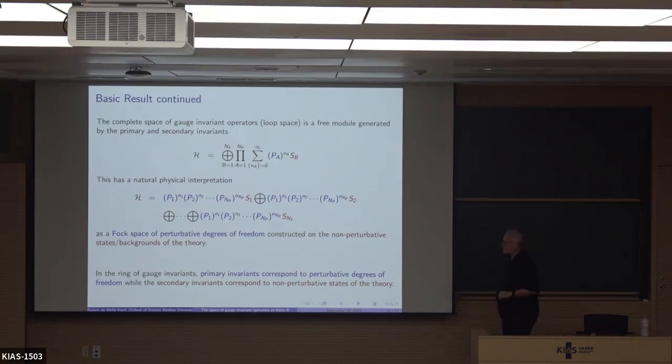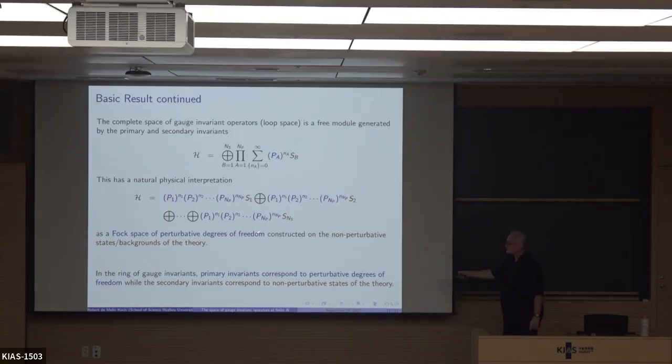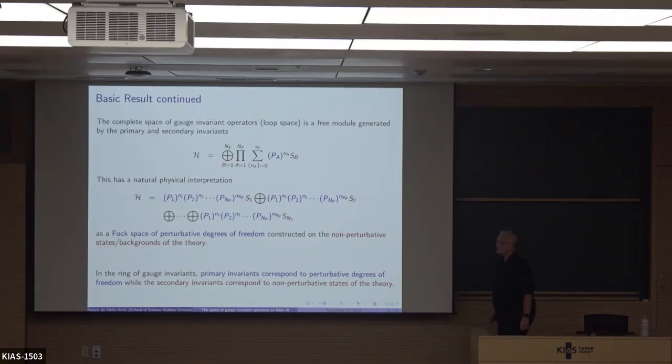The interpretation that I want to argue for is that these primary invariants that act freely, we should think about those as perturbative degrees of freedom, and we're generating a Fock space of these perturbative degrees of freedom. And each of these secondary operators looks morally like a state or a background of the theory. And then what we're doing is we're populating each of these backgrounds with some perturbative excitations. And I will try to give you evidence for that as we proceed. Good. So that's the answer that we find for the space of gauge invariant operators.